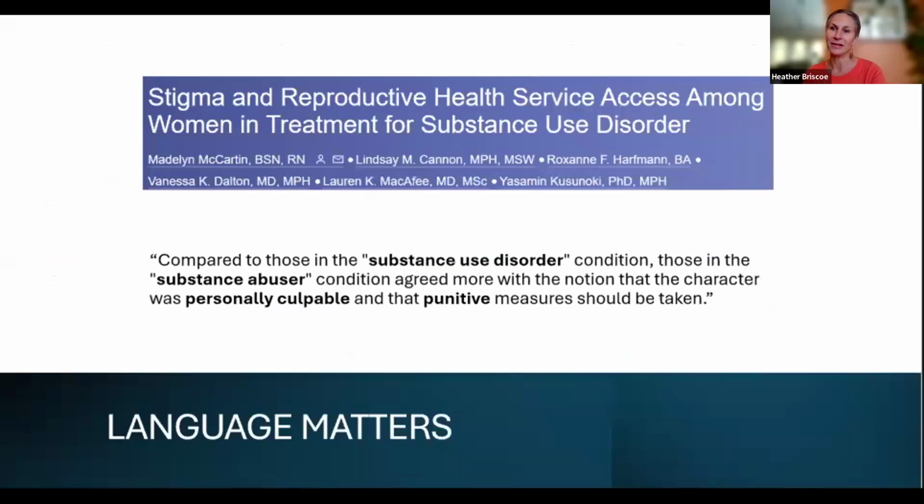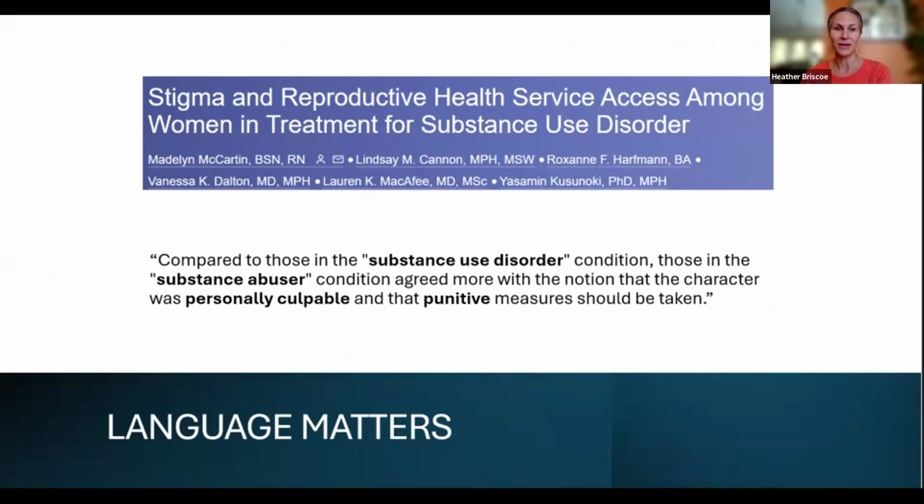And then lastly, the language that we use really matters. This is a study where they provided a vignette to mental health providers, and it was identical, except one group used the phrase substance use disorder in describing the condition, and the other said substance abuser.